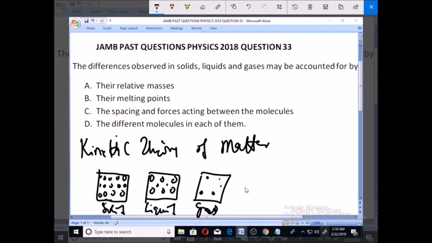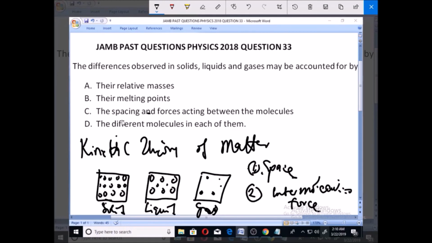So you see that their behavior is a function of, number one, the space in between them, then number two, the intermolecular forces between them. So we have the spacing and the forces. So this makes option C the right option for this.